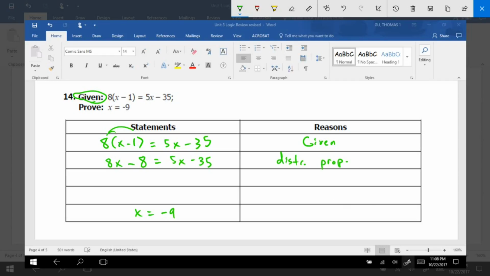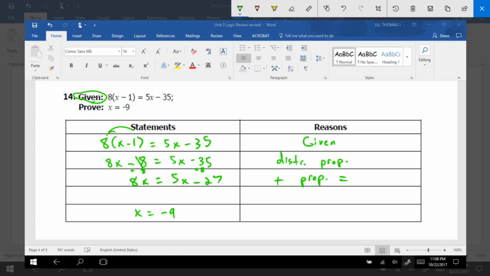Okay? Next, what are we going to do? I'm going to add 8 to both sides. So I'm going to add plus 8, and that's going to take that away. So we're going to have 8x equals 5x minus 27. And I use the addition property of equality.